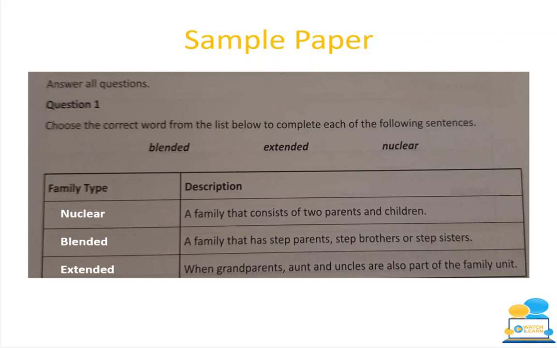I then go back to a family that has step-parents, step-brothers or step-sisters. Now, say if you didn't know it, you would know that there's only one more left, so it has to be blended, okay? So you're going to write down blended and then you're going to cross it out. So this is what an exam question could look like to do with the types of families.